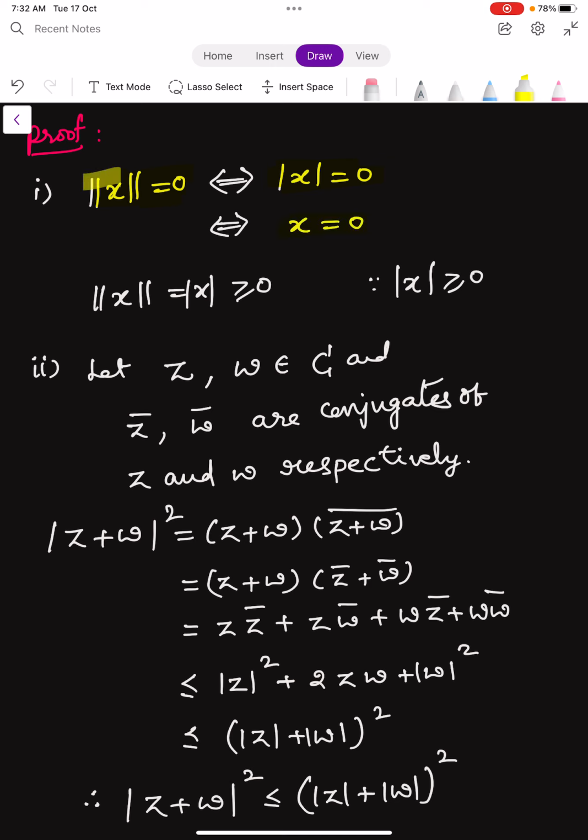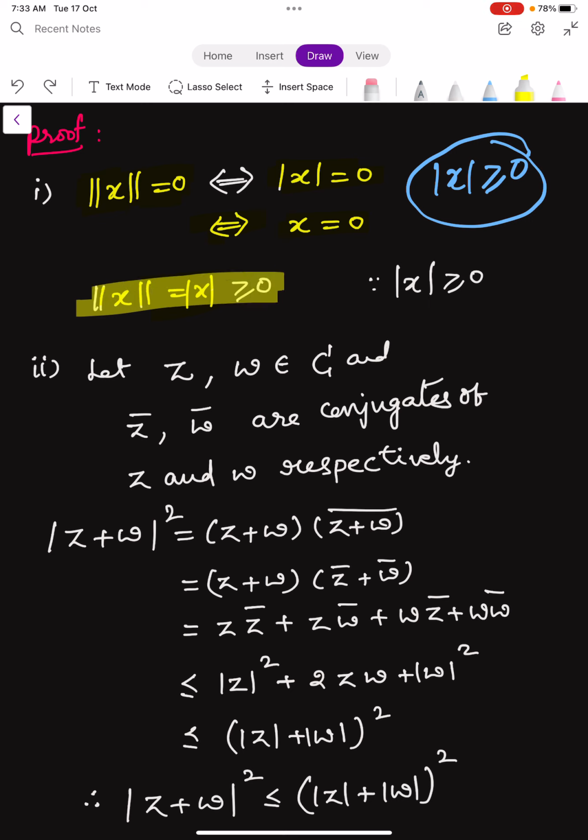What does it mean? The first condition: norm x equal to 0 implies and is implied by x equal to 0. And norm x is equal to mod x. We know that mod x is a non-negative function. So by using that, norm x is always greater than or equal to 0. This proves the first condition of normed linear space.